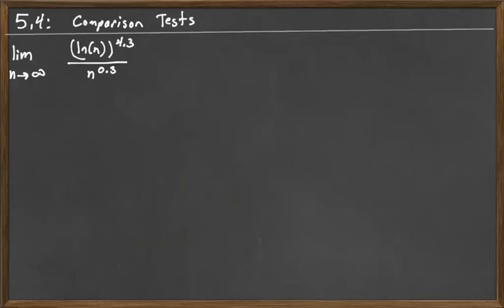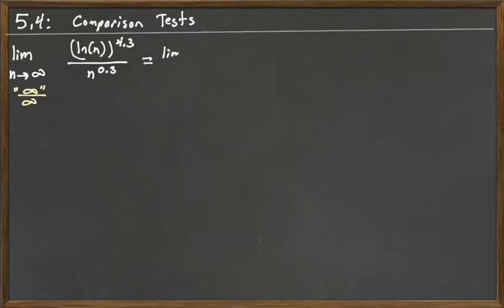Alright, this is the second video on comparison tests, and we're going to be looking at two more examples. Before we get into our first example here, we're going to be looking at taking a limit as n goes to infinity with a natural log of n quantity raised to the 4.3 divided by n to the 0.3. We try to look at it, it's going to be of the form infinity over infinity, and so that means it's a candidate for L'Hopital's rule.